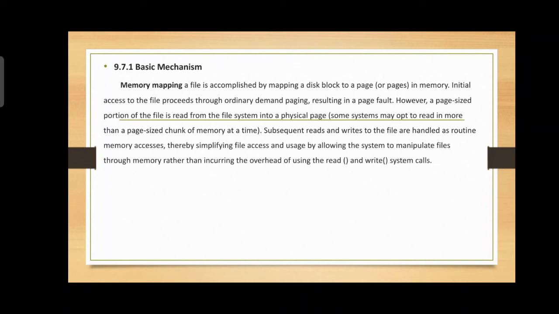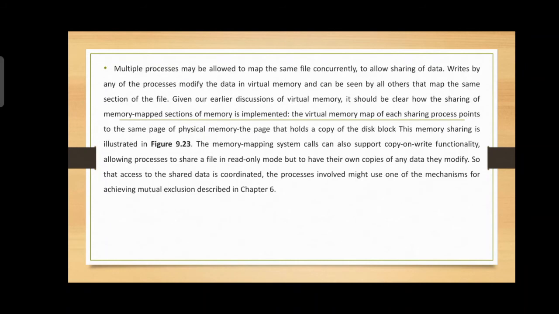Some systems may optionally read in more than a page-size chunk of memory at a time. Subsequent reads and writes of the file are handled as routine memory accesses, thereby simplifying file access and usage by allowing the system to manipulate files through memory rather than incurring the overhead of using the read and write system calls. Multiple processes may be allowed to map the same file concurrently. To allow sharing of data, writes by any of the processes modify the data in virtual memory and can be seen by all others that map the same section of the file.